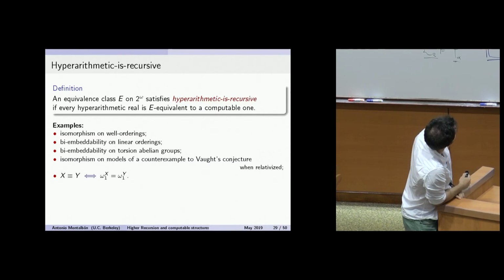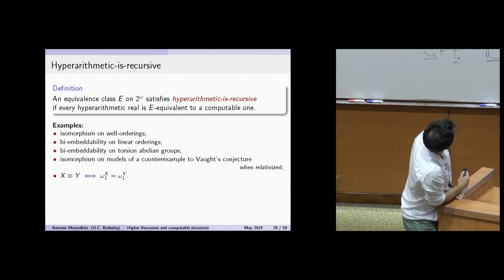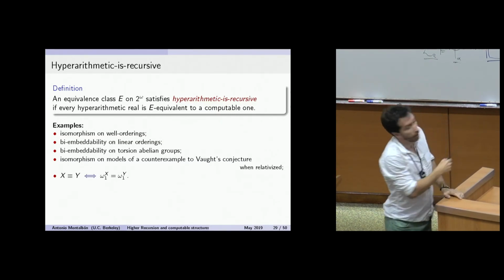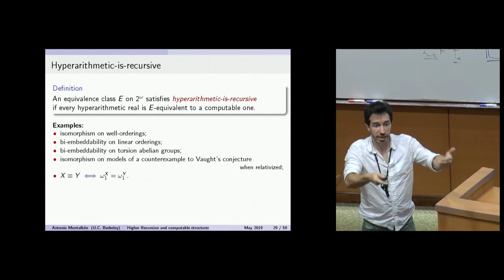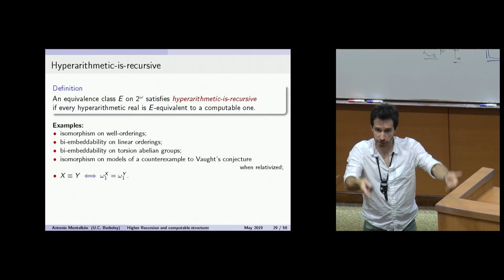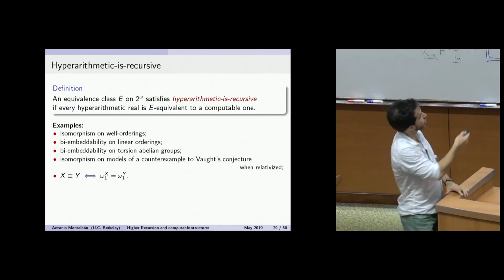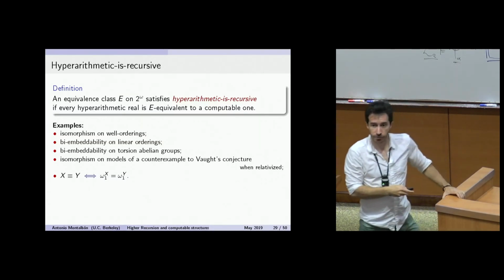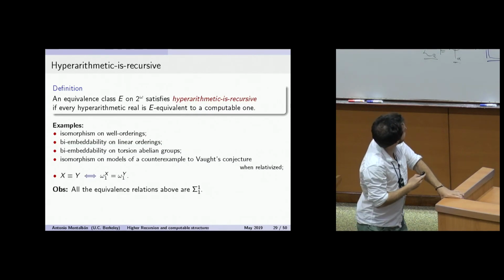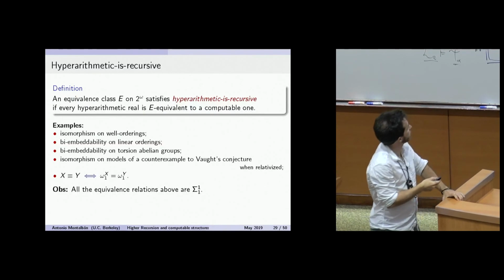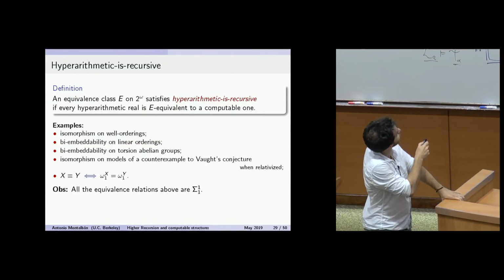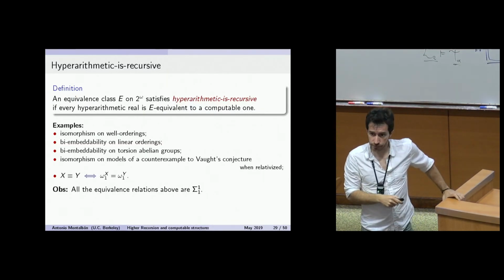Here's another example. X and Y are equivalent if and only if omega_1^X is the same as omega_1^Y. That's the same as saying they compute the same ordinals, the class of ordinals they compute are the same. That also satisfies hyperarithmetic is recursive. Those are pretty much the natural examples that I know. All of these equivalence relations are Sigma^1_1.